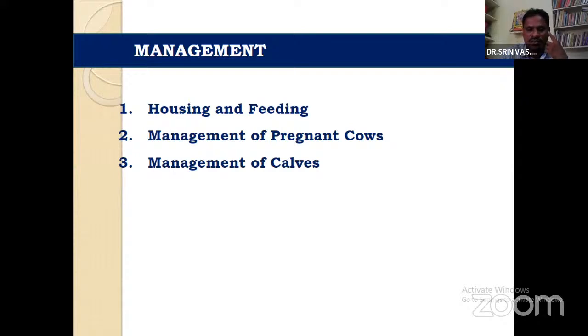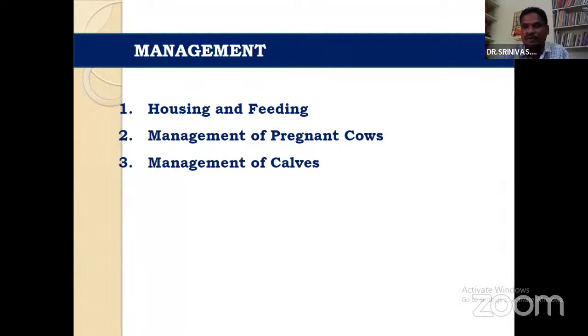Some people avoid feeding the first milk. As with humans, cows need the mother's milk. During the first 3 to 4 days, it is called colostrum. It is thick milk. You should feed it. Why I'm stressing this point is that people are avoiding it. It's very important to feed the colostrum.